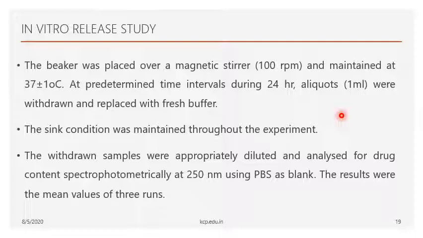At each time period, aliquots of 1 ml should be withdrawn from the receptor compartment, which was maintained under sink conditions throughout the experiment. After withdrawing the sample, it should be diluted with PBS, the phosphate buffer solution, when necessary, and then measured under UV spectroscopy at 250 nanometers. So this is the procedure for the in vitro release studies.